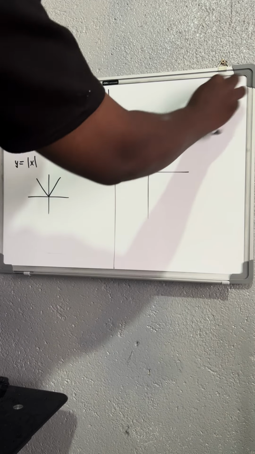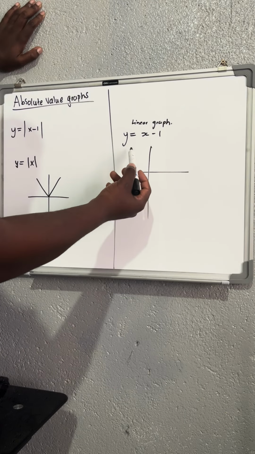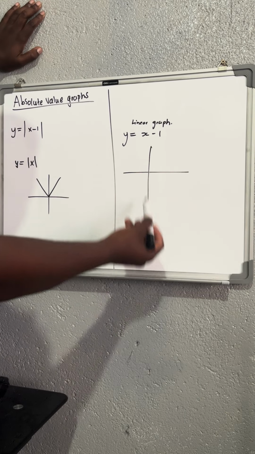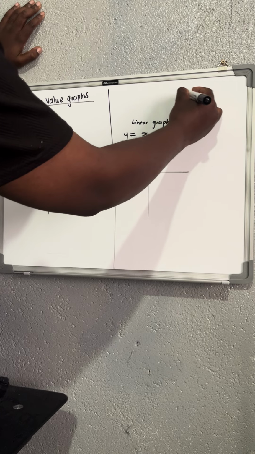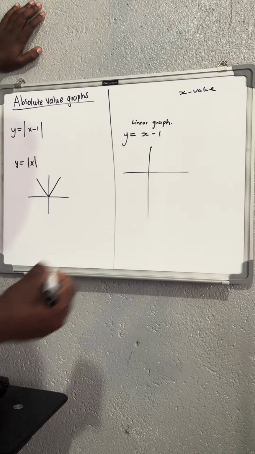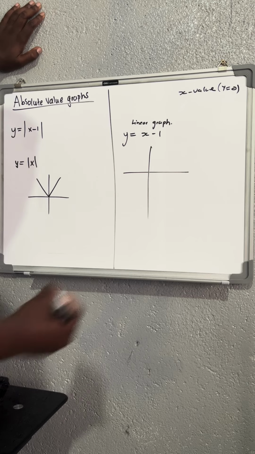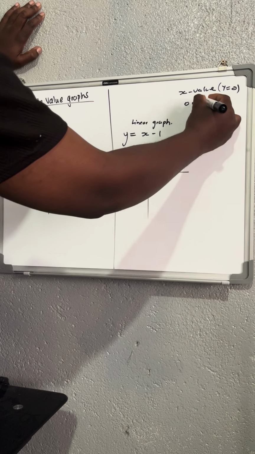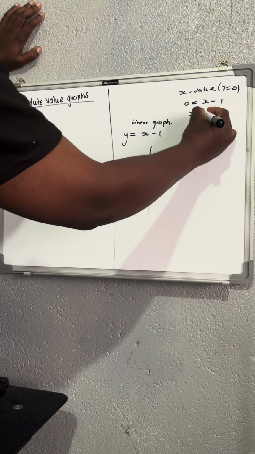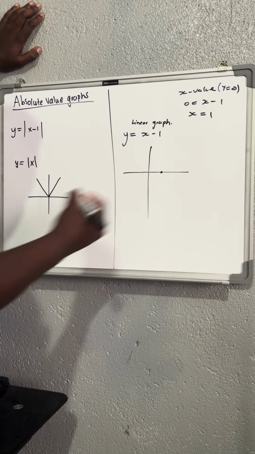We're still going to use the same methods we used in high school and college to solve for your x value and your y value. When calculating your x value, you let y be equal to 0. Then you have 0 equals x minus 1, which means x has to be 1. Then you write that point here.